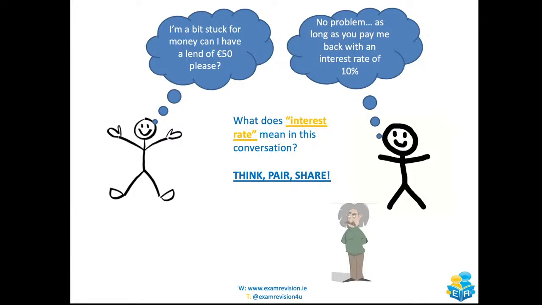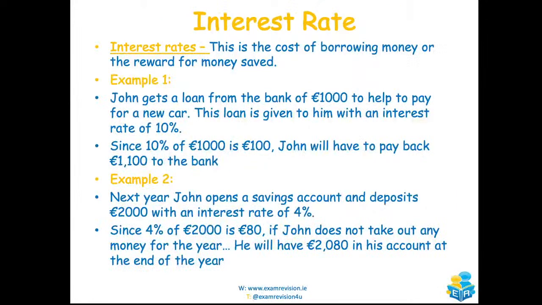So what we're going to look at here is, what does interest rate mean in the context of this conversation? An interest rate is the cost of borrowing money or the reward for money saved. And as you can see, there's kind of two elements to that, so we have an example for each of those. Example one is John gets a loan from the bank of €1,000 to help pay for a new car. This loan is given to him with an interest rate of 10%. Since 10% of €1,000 is €100, John will then have to pay back €1,100 to the bank, okay?